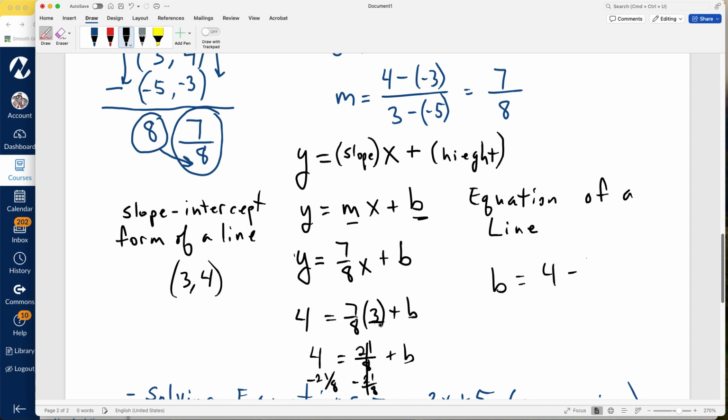Right, because this is really like 3 over 1. So I multiply the 7 by 3, but the 8 by 1. Good call. So 4 minus 21/8. Again, not a very pretty number. We're not going to have to do these types of things in the homework problems. The ones they give us will give us nicer numbers.